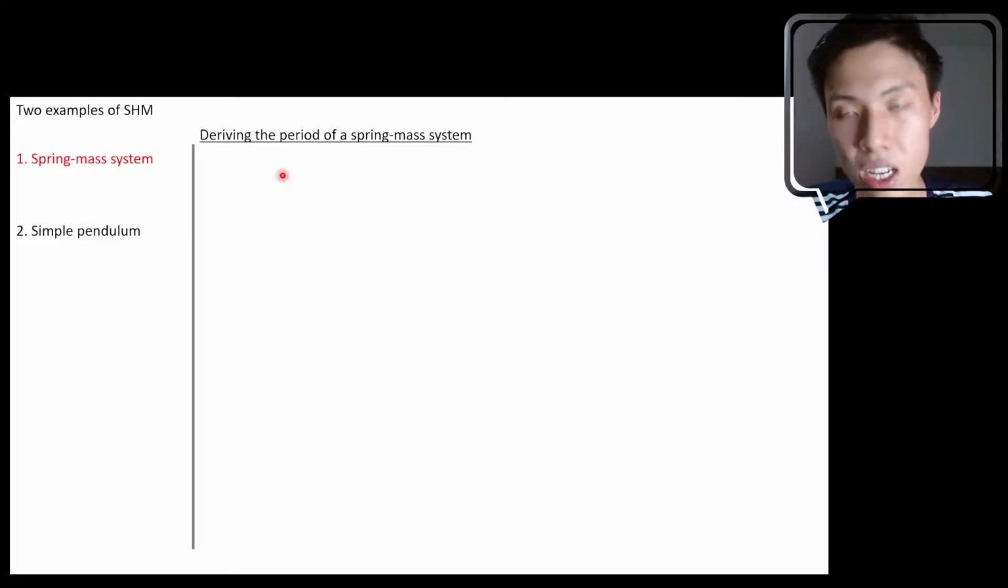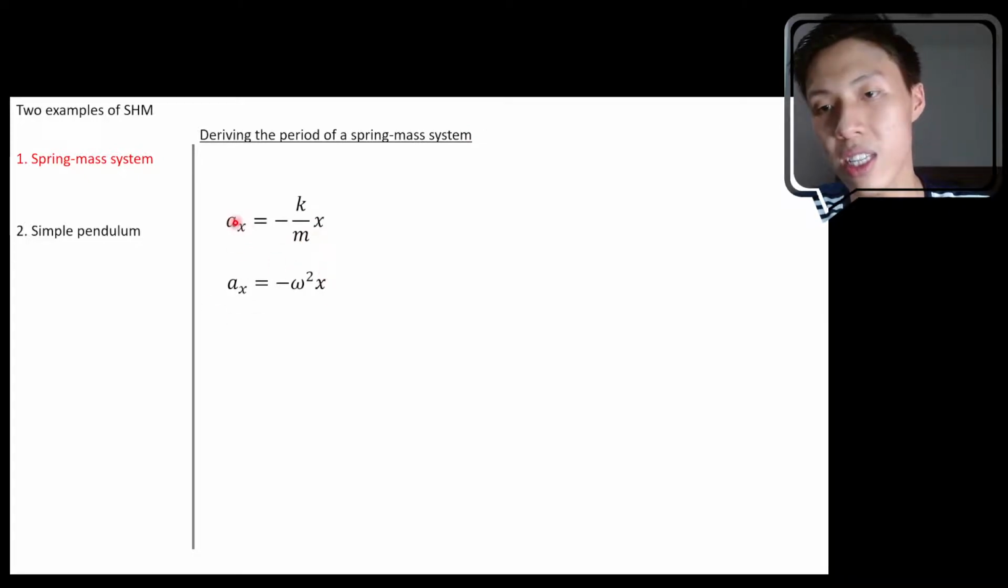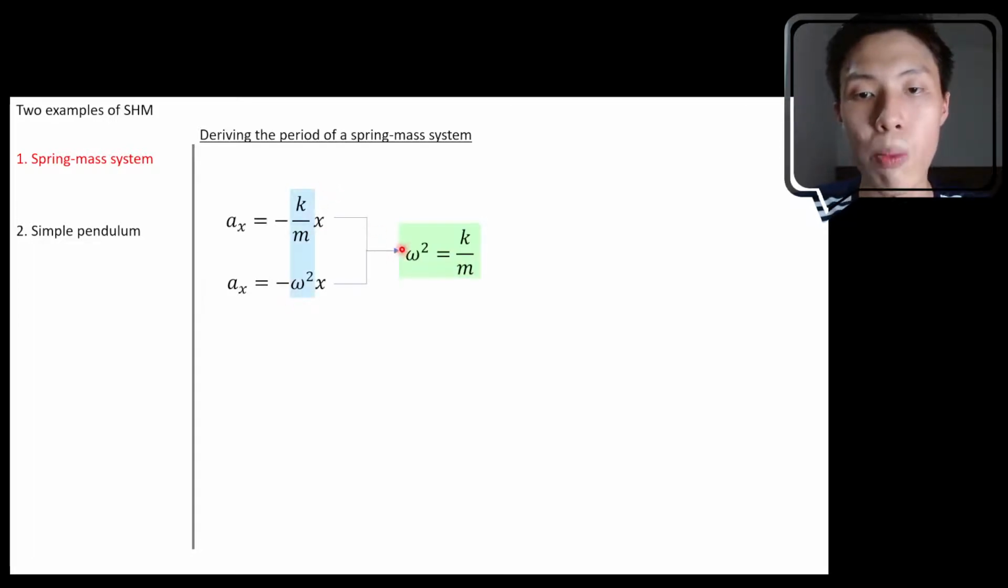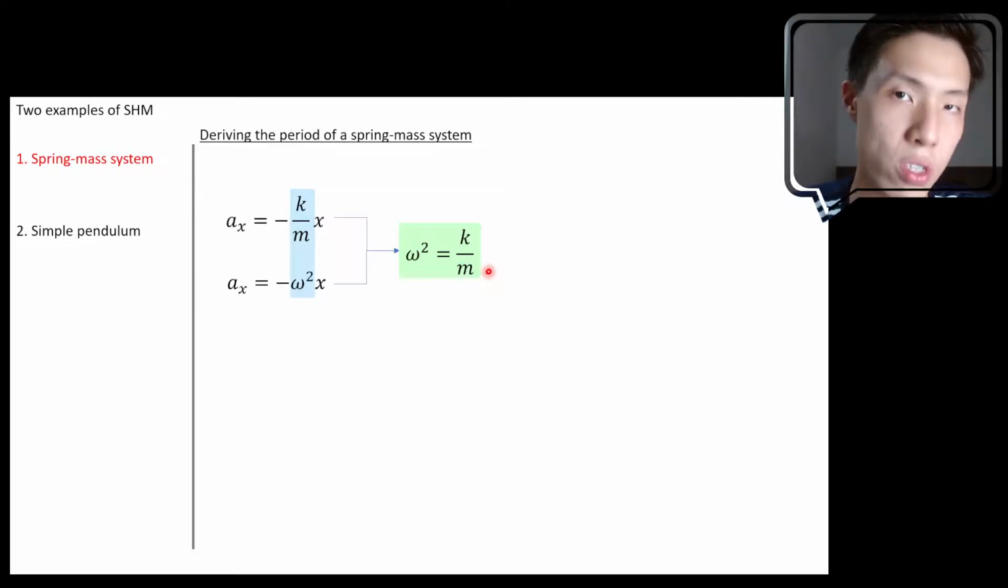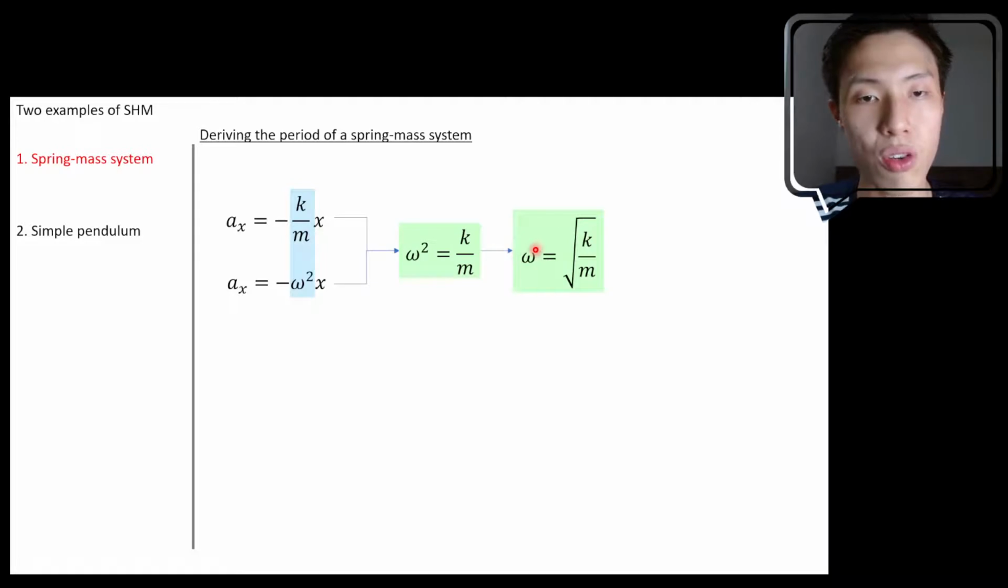So now we are going to derive the period for a spring mass system. We have these two equations that we recalled just now, and we see that they share a similar structure. So what we do now is we compare and we obtain the fact that omega squared, the angular frequency squared, is just the force constant divided by the mass of the object undergoing oscillation. So obtaining this is important because if we take the square root, we obtain the angular frequency to be the square root of force constant divided by the mass of the object undergoing oscillation.